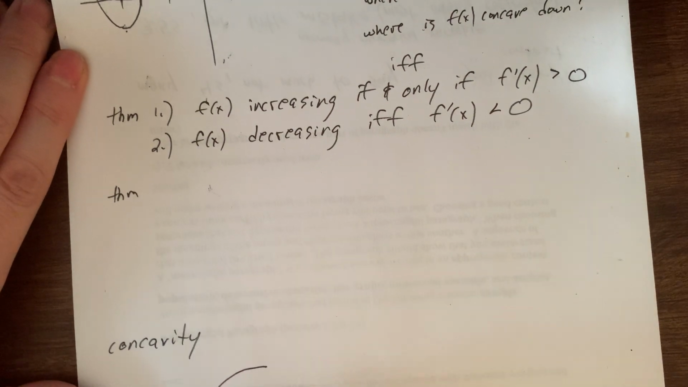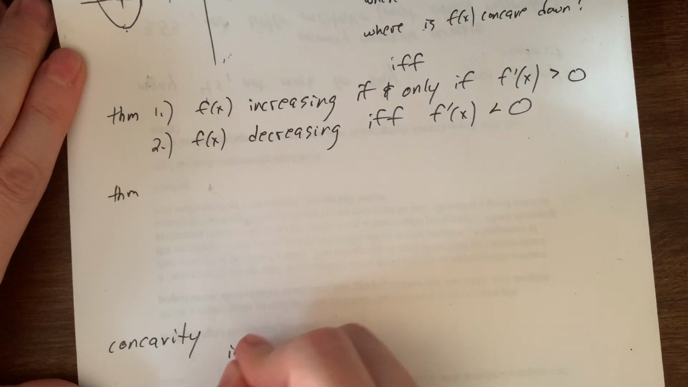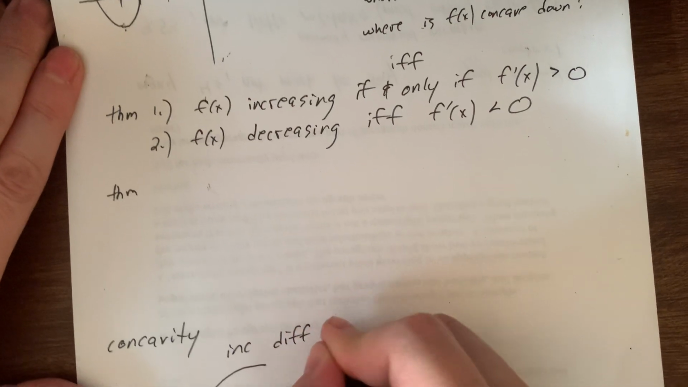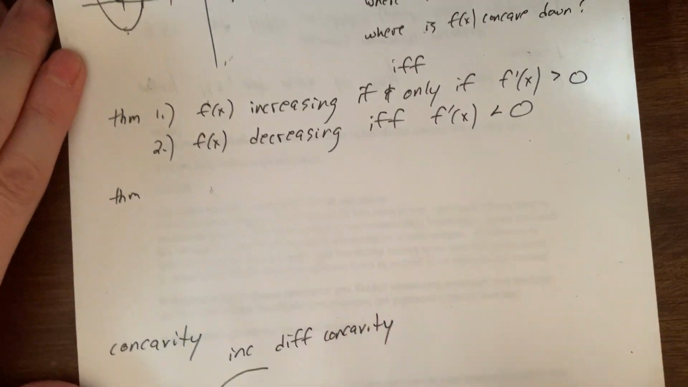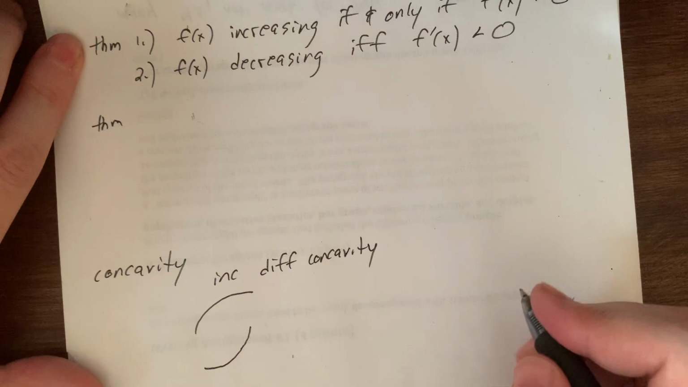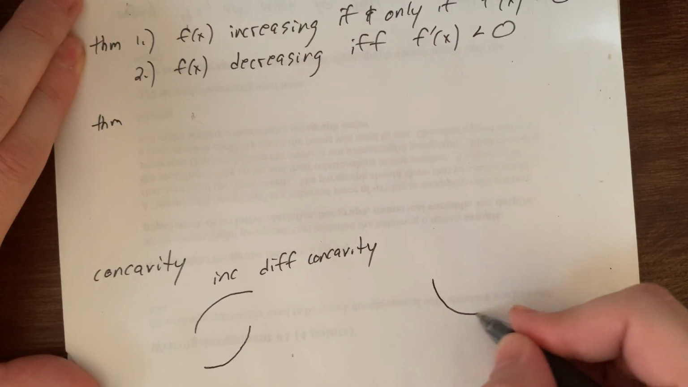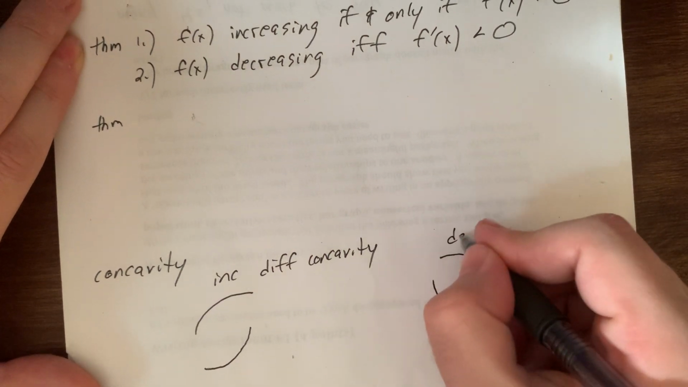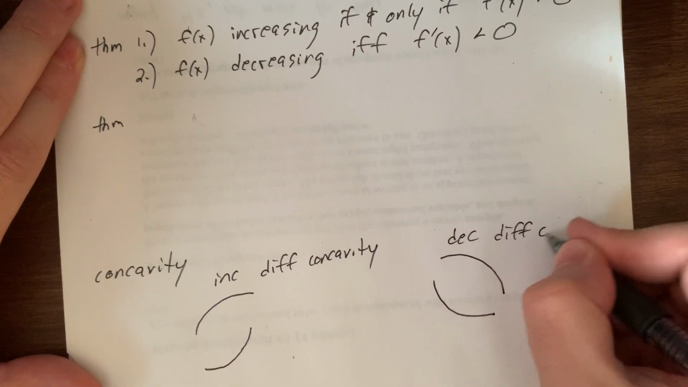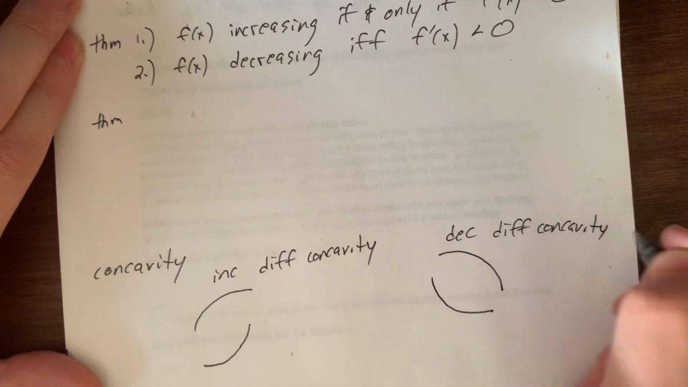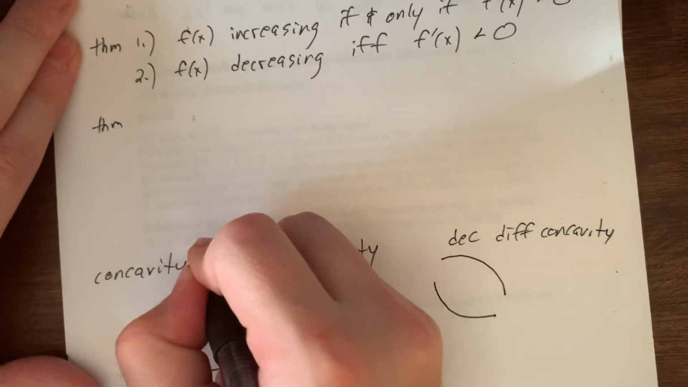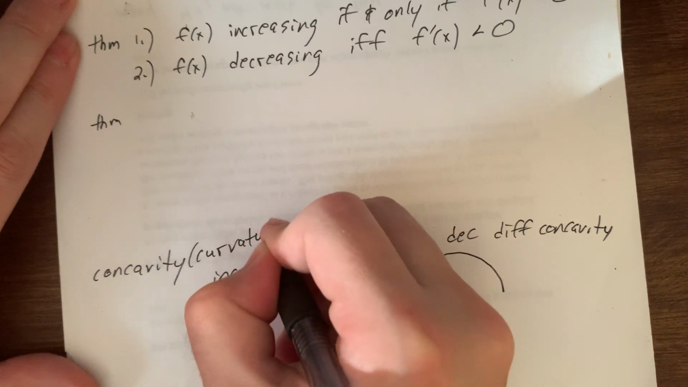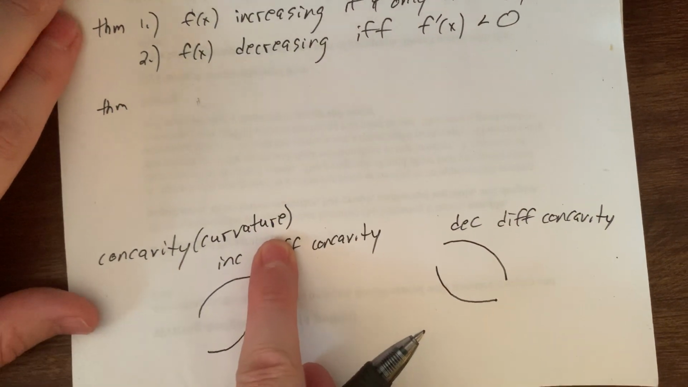So this would be an increasing portion of a graph, but so would this. They each are increasing, but they have a different concavity. And similarly, this is decreasing, but so is this. Both of these are decreasing, but again, different concavity. The concavity really talks about the literal curvature, which way the graph curves.